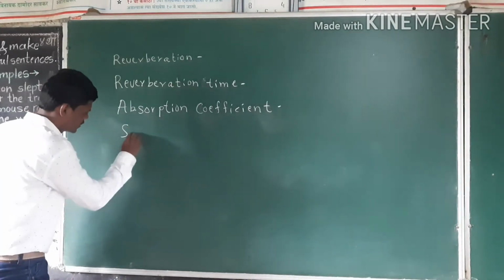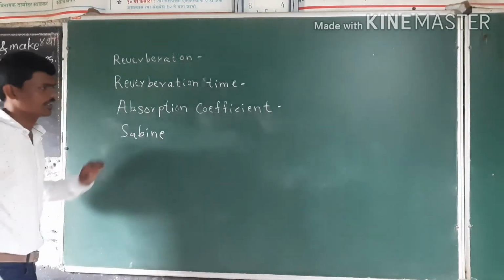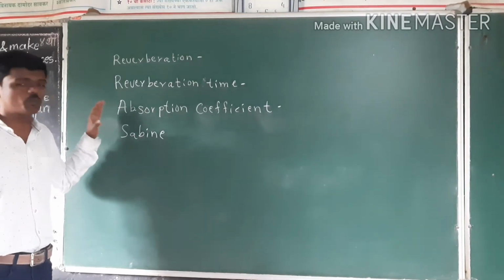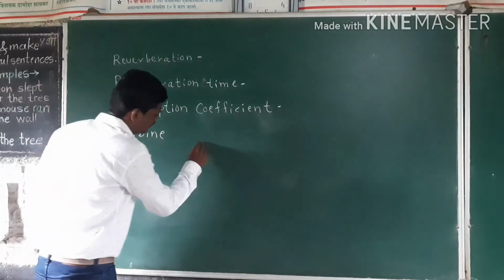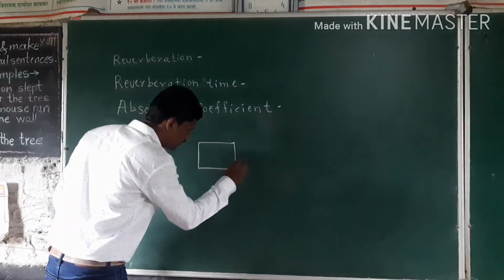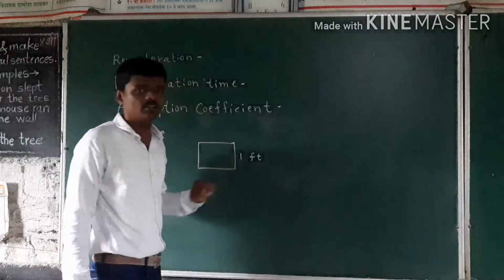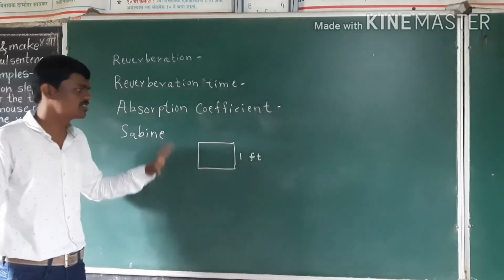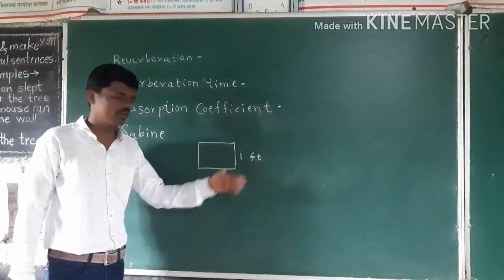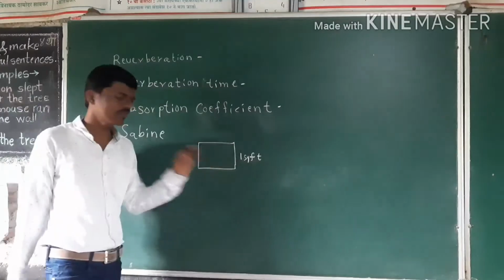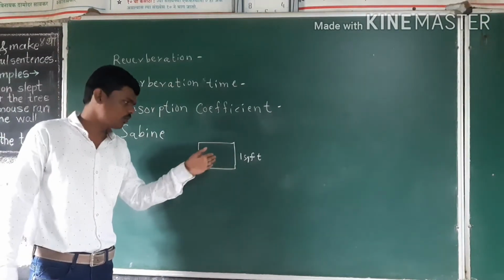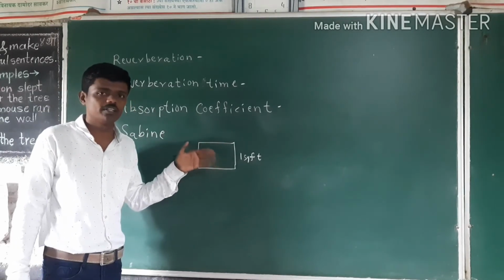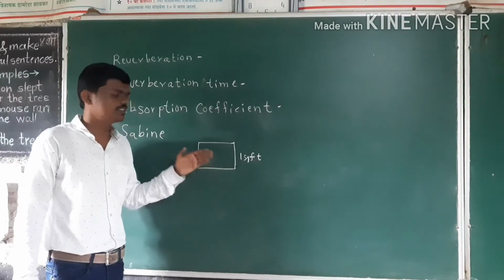Now, Sabine introduced, you can say, a standard to measure the absorption of sound. He created, or he assumed, a 1 square foot window, that is an open window, as an ideal absorber or a standard absorber. That means if you consider an open window of 1 square foot, then what happens? It will absorb all sound energy passing through it. Okay, it will absorb all that energy. That means it is an ideal absorber. That means it is absorbing 100%. Okay, so it is an ideal absorber.